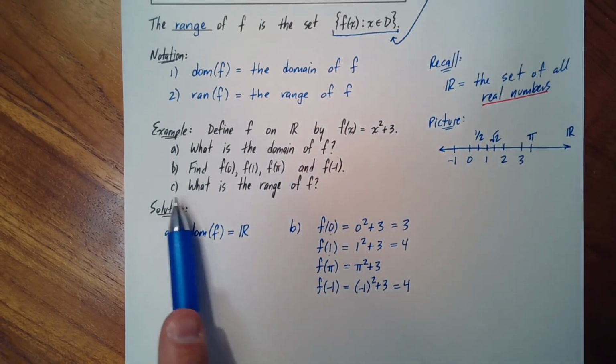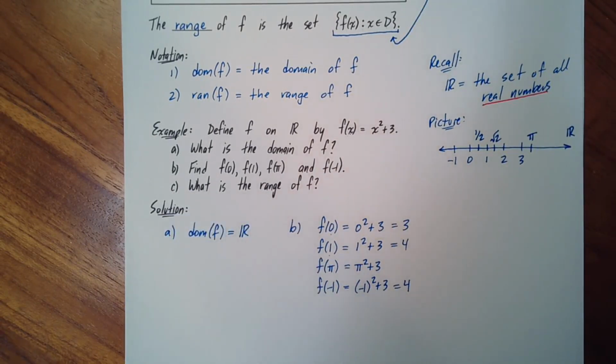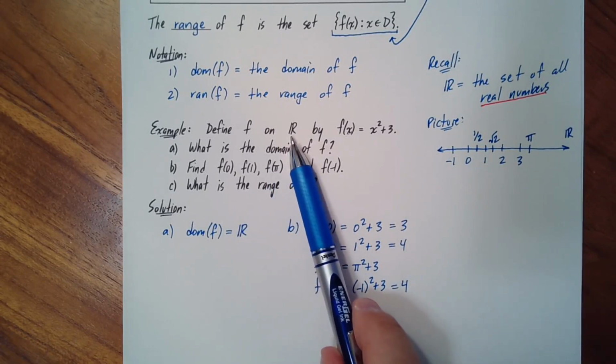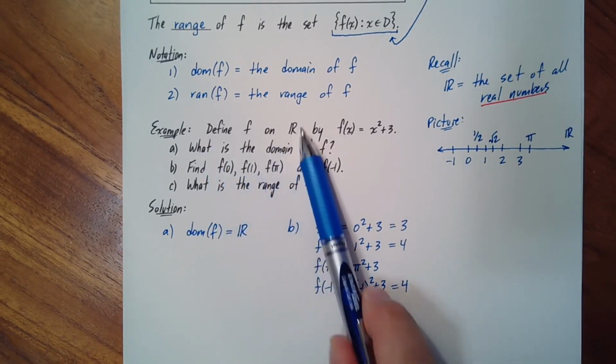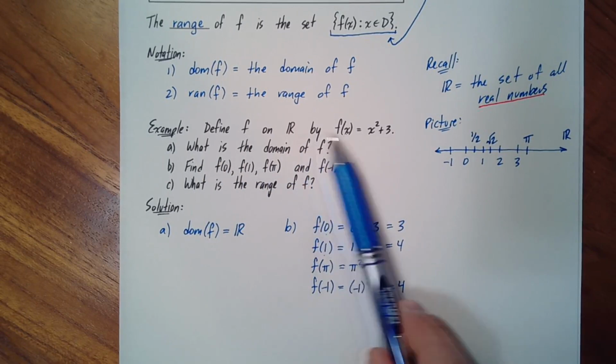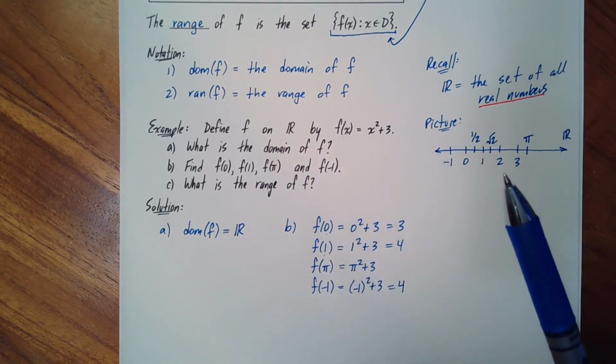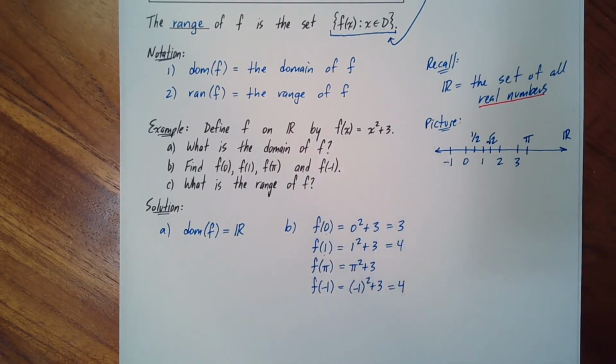And the last part here, part C, what is the range of f? Now, the range is not so obvious as the domain in this case. The domain was just given to us right here. We were told that f was defined on the set of all real numbers by this rule over here. But what about the range? You have to put your thinking cap on a bit and actually give it some thought here.